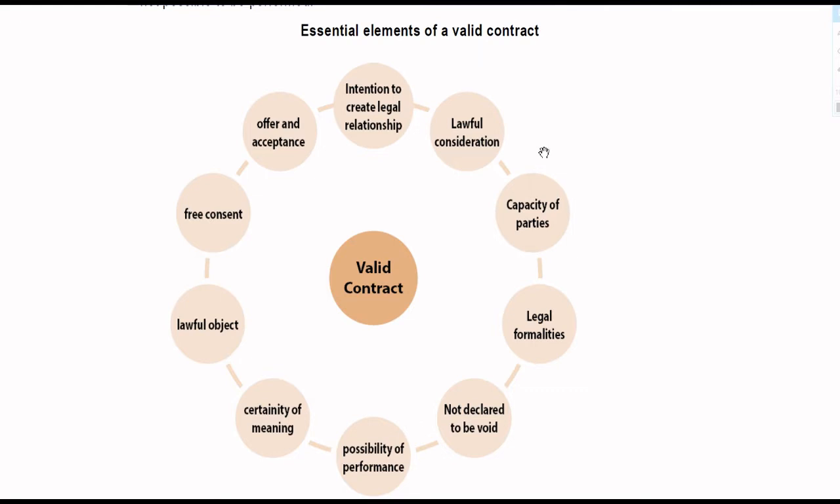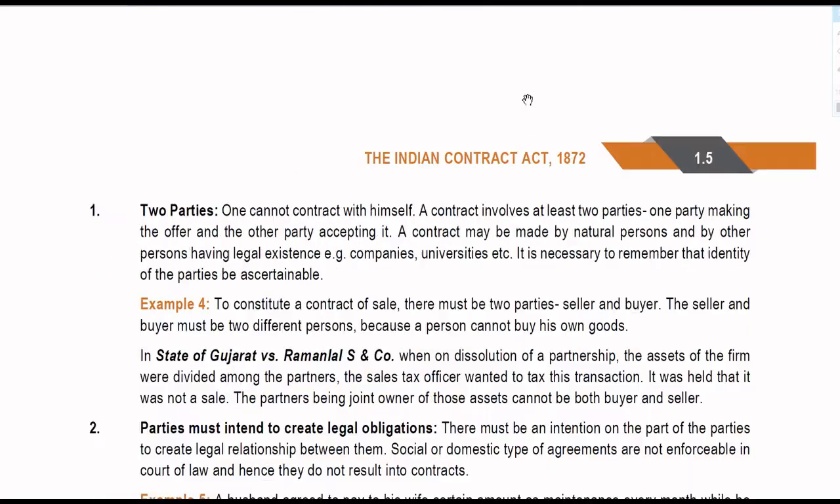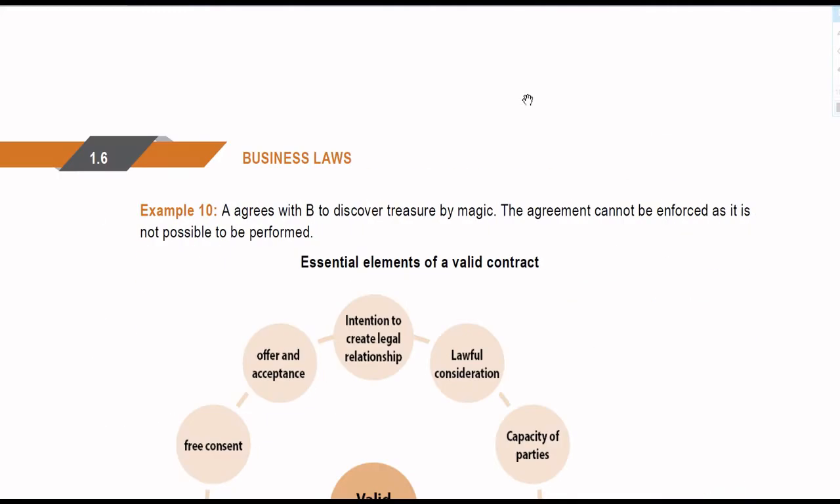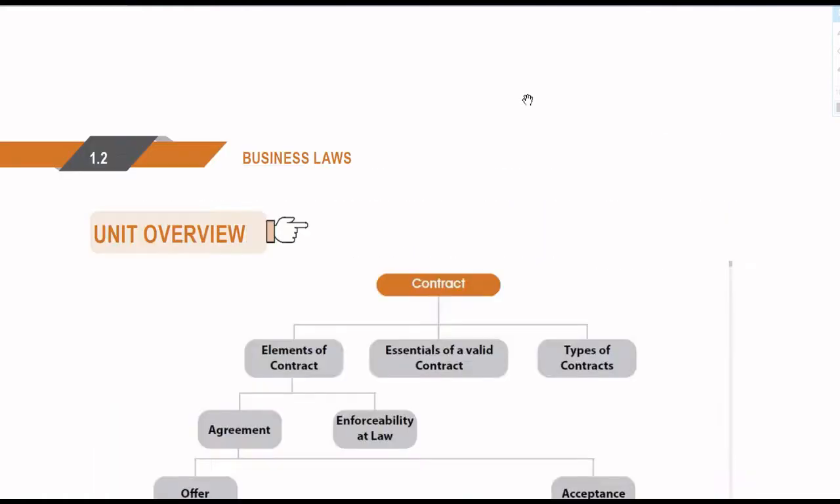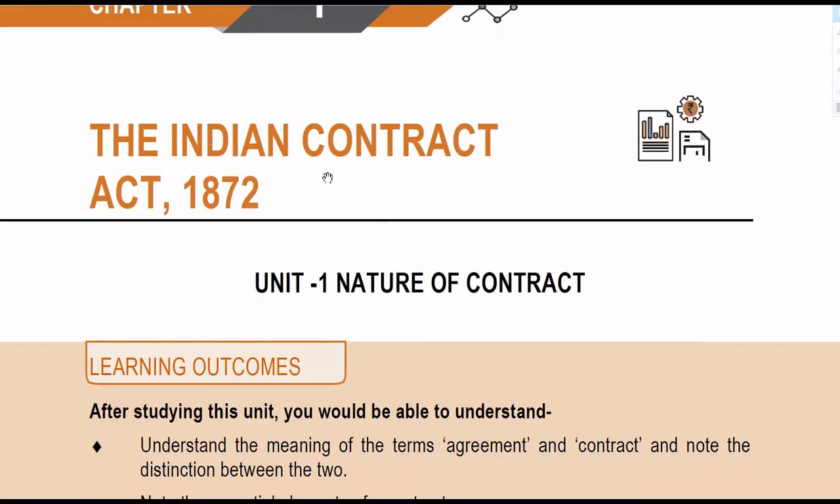Now we have studied till the essential elements of a valid contract as per Section 10. So we will be studying from here the essential elements of a valid contract as per Section 10. First, we will revise what we have studied.